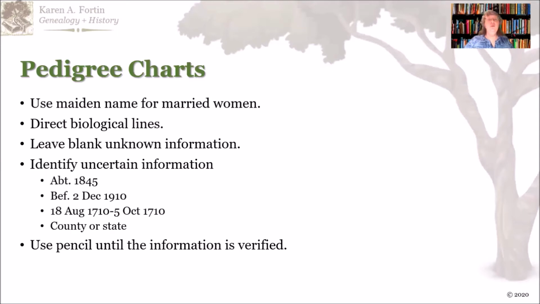It can be very helpful to start out using pencil until the information is verified. It's much easier to erase pencil than it is to scratch out and try and change information in a very small form, such as a pedigree chart.